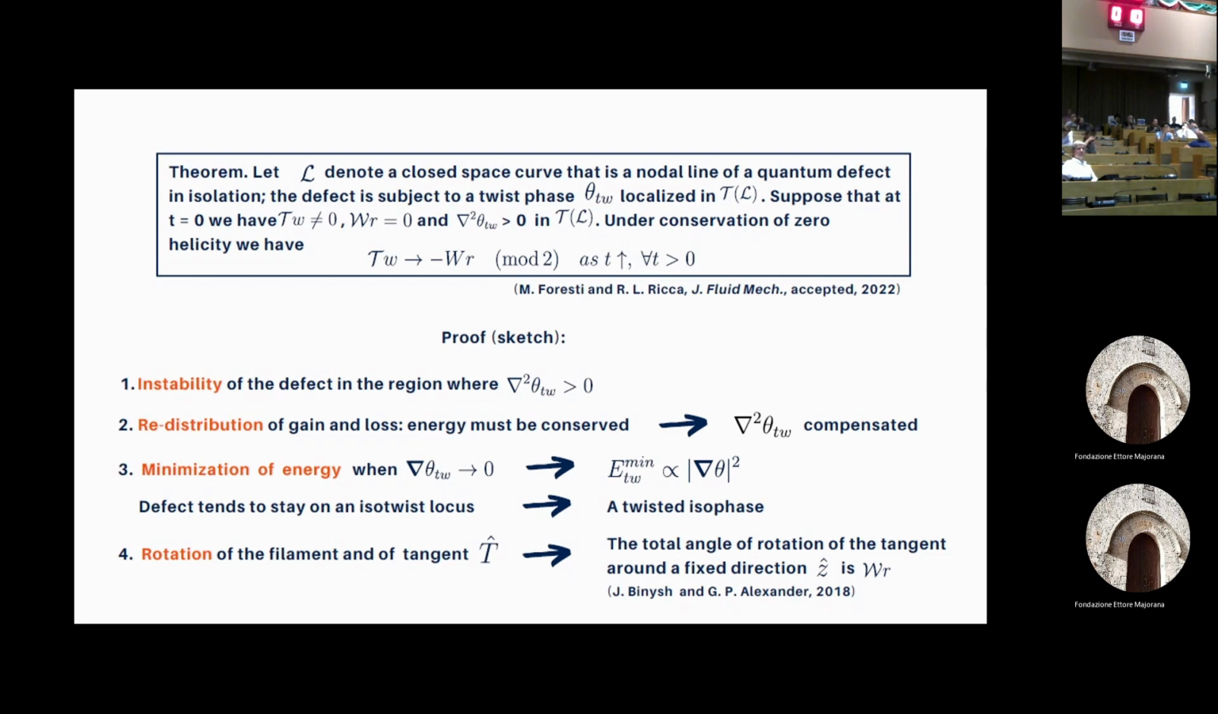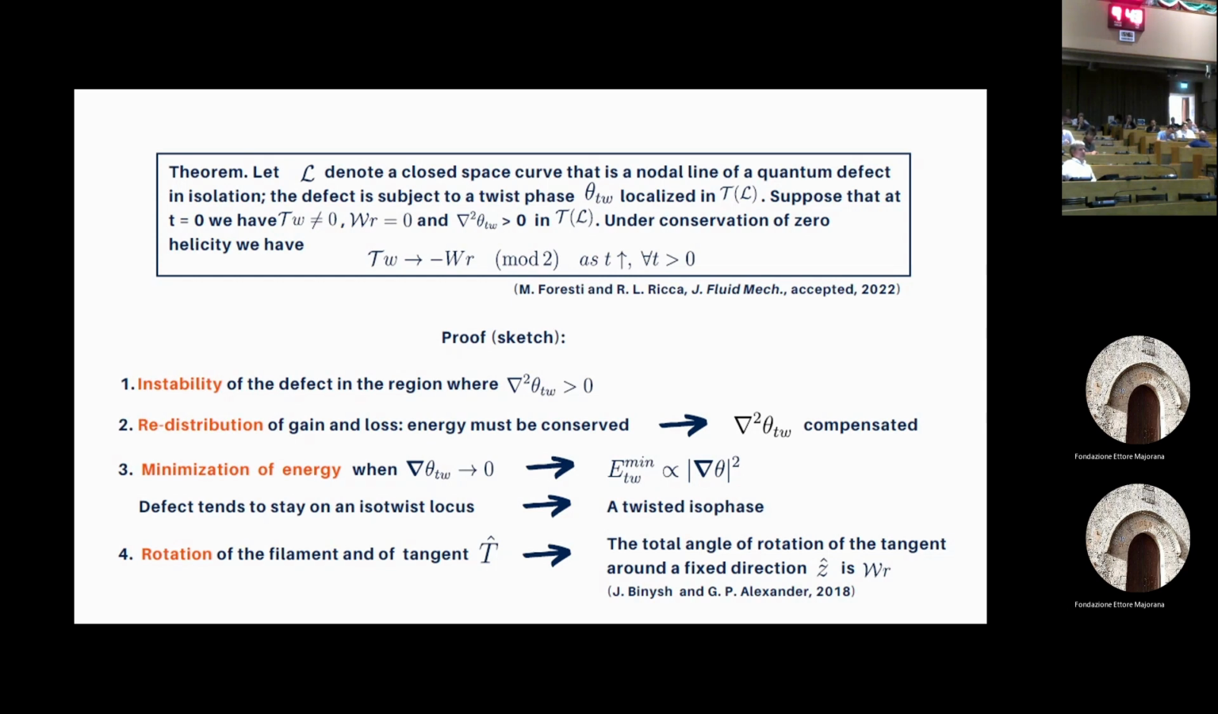So first of all, we have instability. The instability destabilizes the vortex, so its spatial configuration, by Kelvin wave production. Of course, there must be some redistribution of gain and loss. So energy must be real and must be conserved. And so there must be regions that compensate the positivity of the Laplacian. Then, of course, the E twist we defined at the beginning must be minimized. So the gradient of theta twist must go to 0.